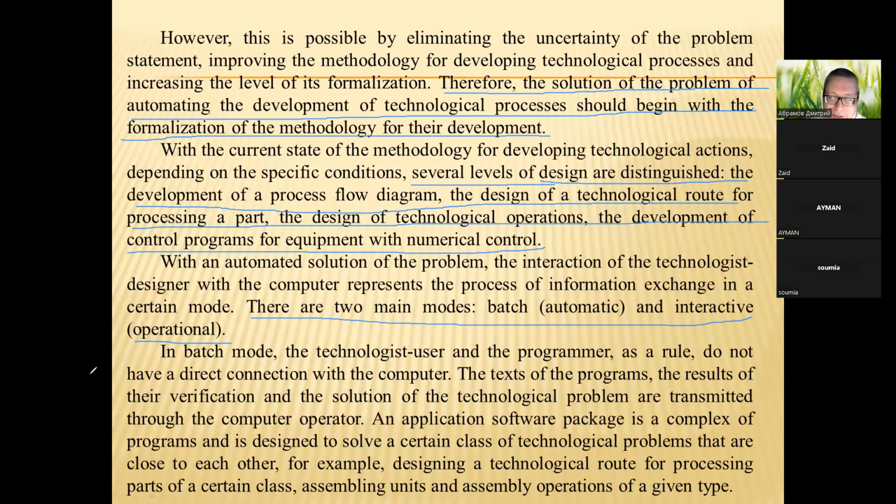For example, designing a technological road for processing parts of a certain class, assembling units, and assembly operation of a given type. So write down in your notes this part of the slide.